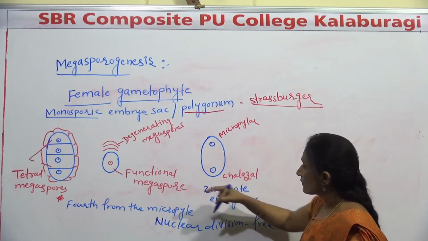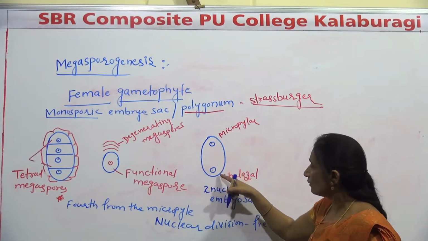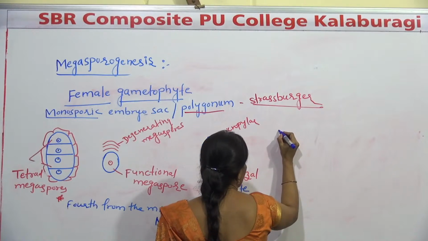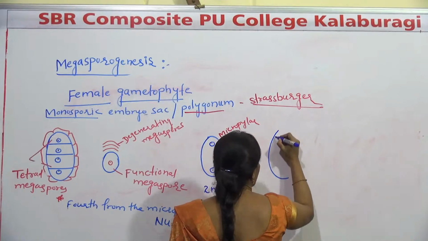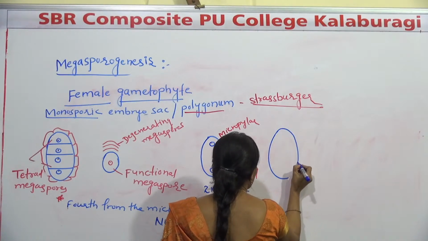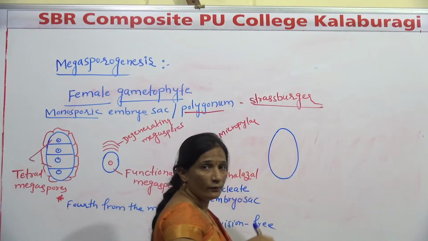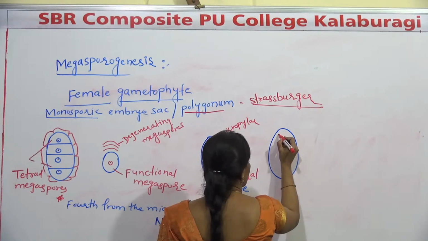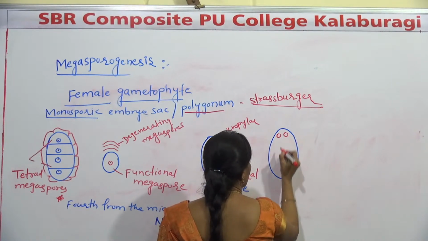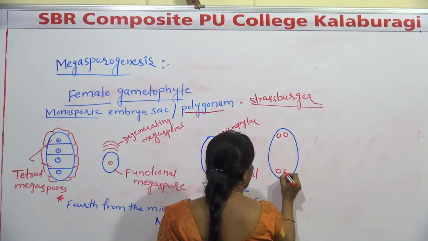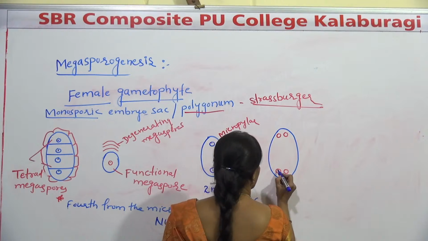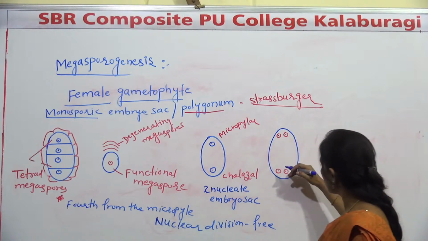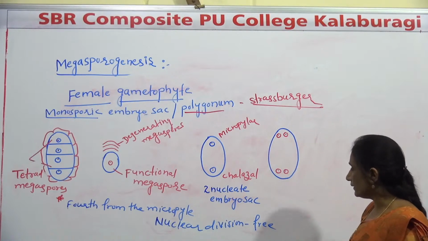One more mitotic division. In the first mitotic division, two nuclei formed. The second mitotic division results in the formation of how many nuclei? Four nuclei. Two are present at the micropylar region and two are present at the chalazal region.